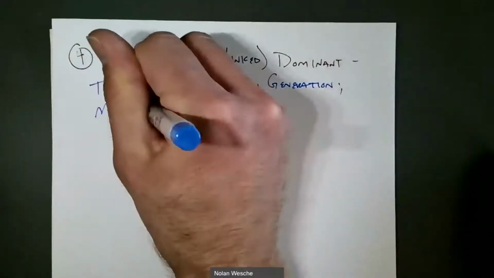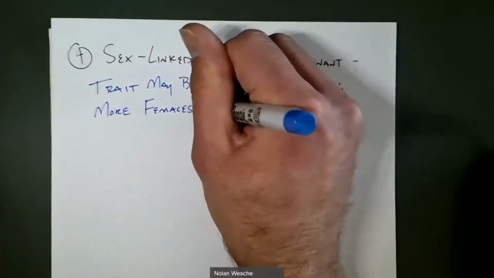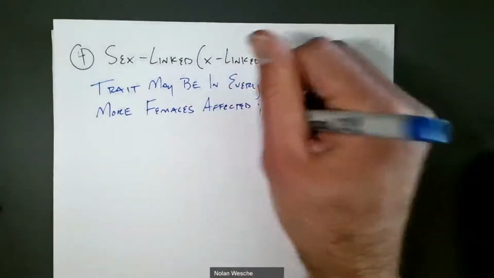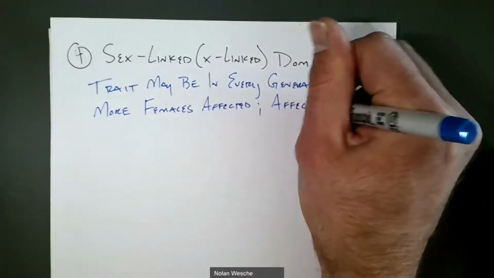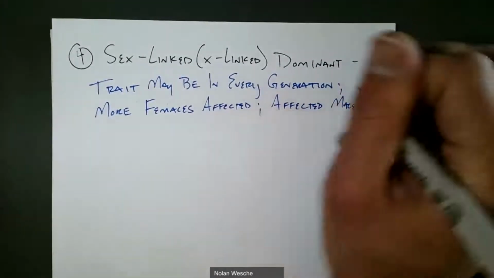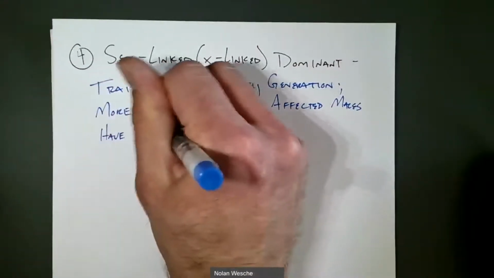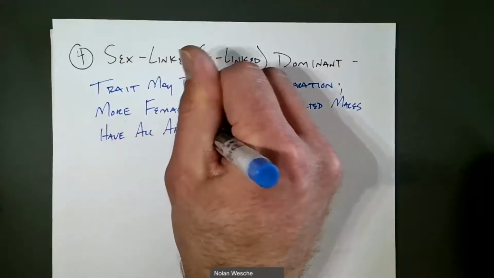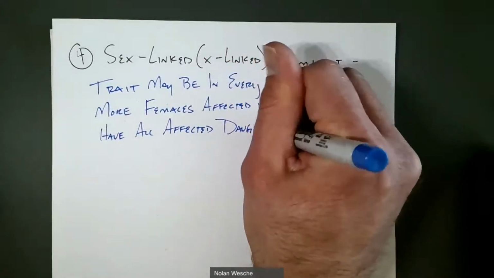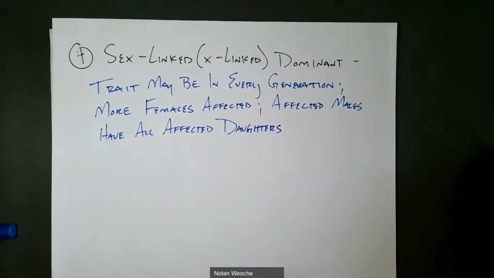Typically we see more females affected because they're always getting a dominant allele than if dad has it. And there's 2 opportunities to get that dominant allele. And affected males will always have affected daughters. So a little bit of a different play on inheritance patterns. So that's what we're looking for. So we're going to go ahead and sketch out a pedigree and again try to illustrate these patterns for you.